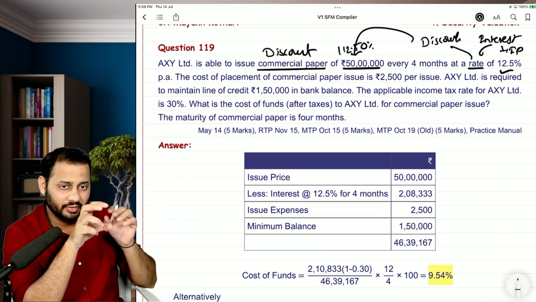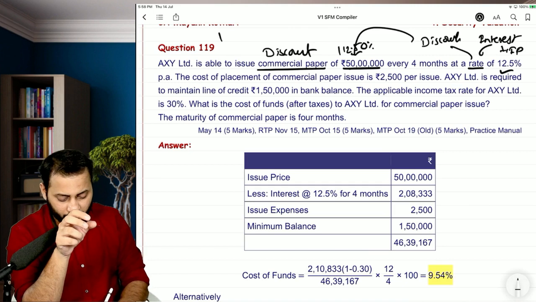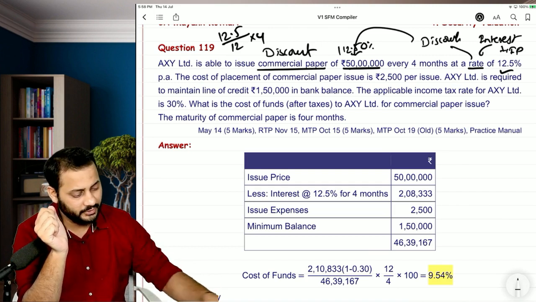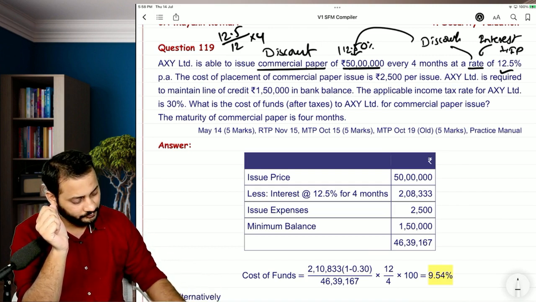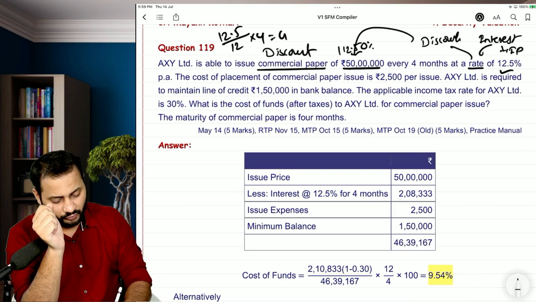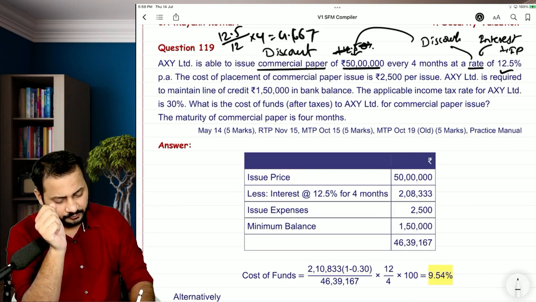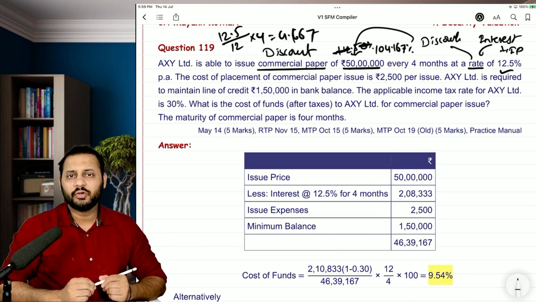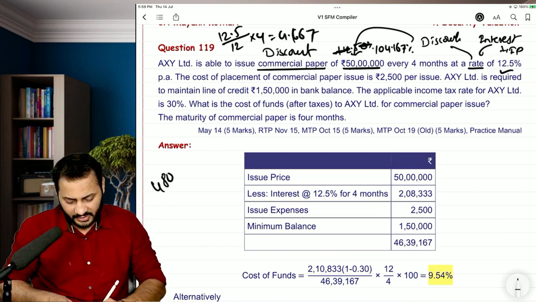You have to find out the exact rate for 4 months. So what you can do is, for 4 months, the rate will be 12.5 divided by 12 multiplied by 4. So it comes down to 4.167%. So this 50 lakhs will be 104.167%. So the moment you divide 50 lakhs by 104.167%, you will get 48 lakh rupees.